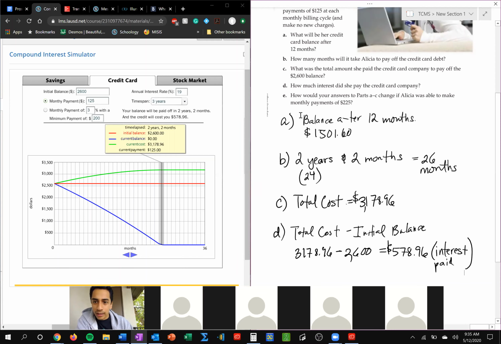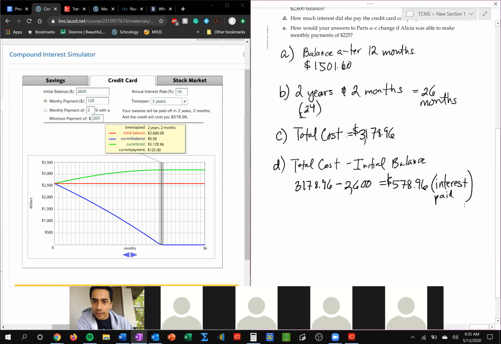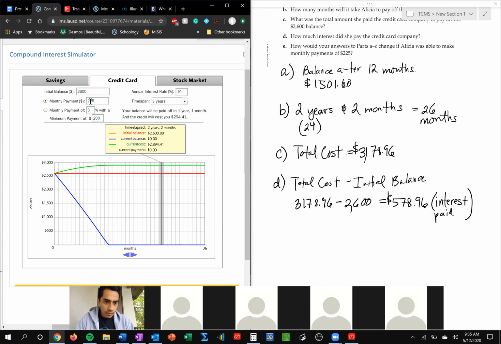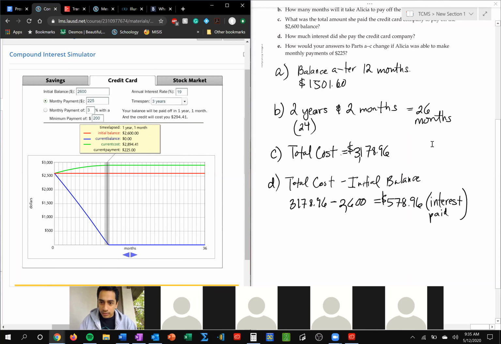So then for part E, now it has us look at how the answers to part A through C would change if she was able to make monthly payments of $225 instead, right? So raising what she's paying by another $100, and let's just find out what the difference is. If we now go to 225 for a monthly payment, it looks like she would be done much faster. Let's see, the current balance reaches zero at 1 year and 1 month, right? So she kind of cuts this in half. So 1 year and 1 month, let me make some space over here.